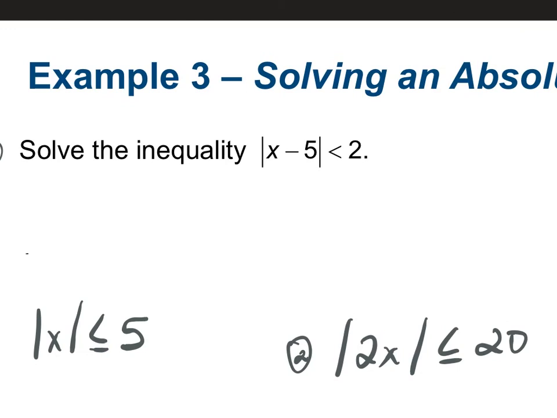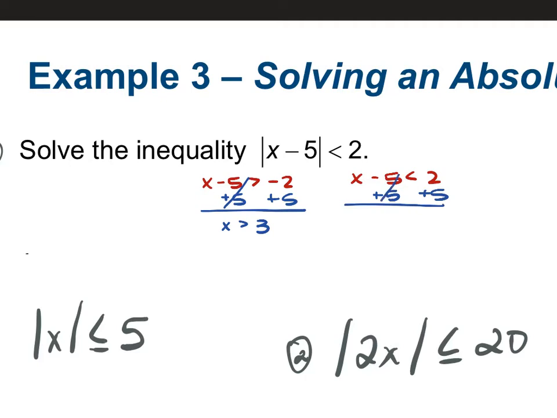So this is going to turn into x minus 5. We're going to switch the sign and switch the sign on the 2 to be negative 2, as well as x minus 5 is less than positive 2. We're going to solve both of these just by adding that 5 to each side. So we have x is greater than 3. Do it to the other one as well. x is less than 7.